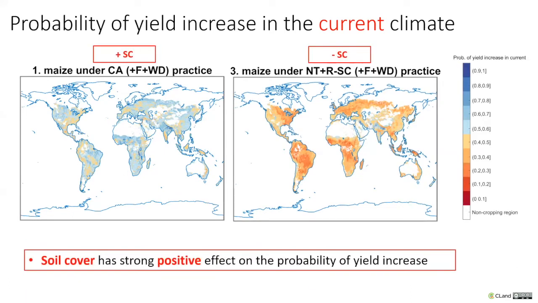And for soil cover, the left side is CA, or no tillage, with soil cover, and the right side is no tillage without soil cover. We can clearly see that soil cover has a very strong positive effect on boosting the performance of no tillage systems.